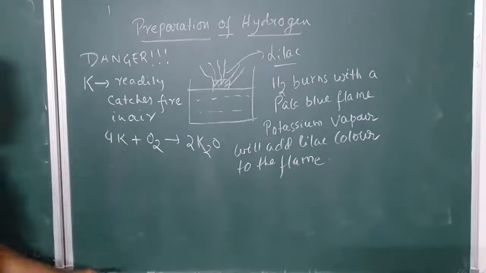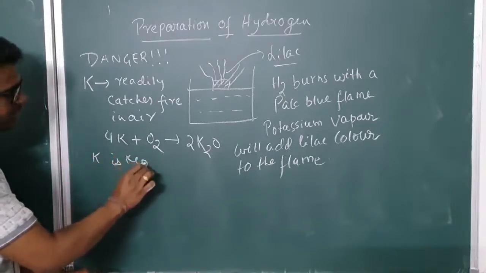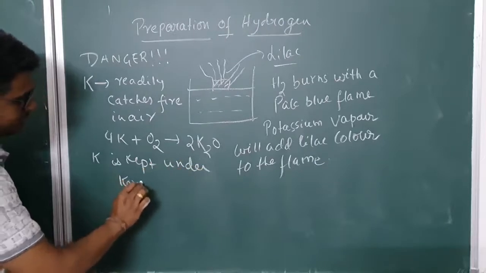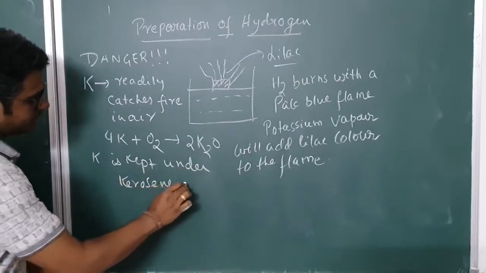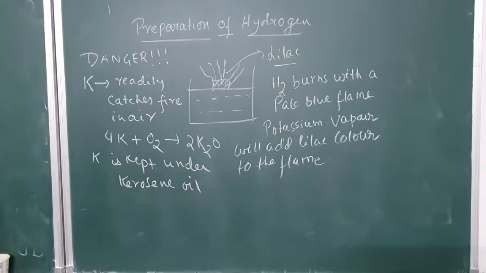So that is why what happens, we keep this potassium under kerosene oil, so that it doesn't react with the air, ambient air, atmospheric air. So whenever you handle this potassium, you shall handle it by some tongs kind of thing.